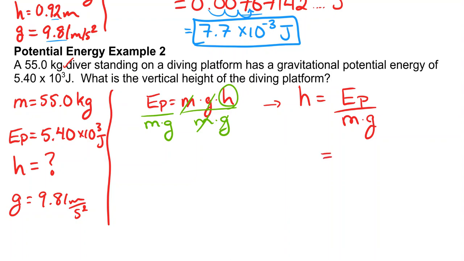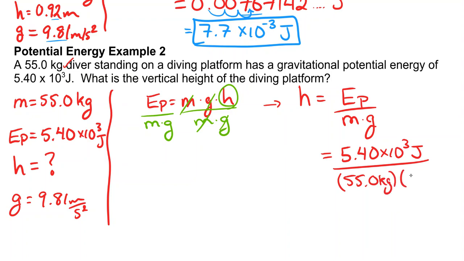So we'll just start plugging in our information. 5.40 times 10 to the 3 joules on top, divided by the mass, 55.0 kilograms, and the acceleration due to gravity, 9.81 meters per second squared. When we do this on our calculator, remember you're dividing by two things on the bottom. Anytime you're dividing by two things, you have to use brackets. Let me show you.